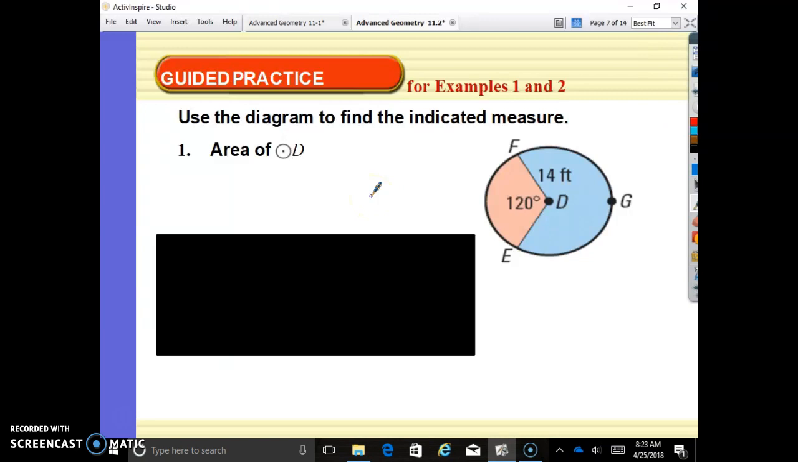All right, find the area of circle D. So the area of the whole circle. Well, what do we know about area? Area of the circle is pi r squared. 14 squared is 196, so 196 pi is the exact answer. Times pi, we get 615.75.